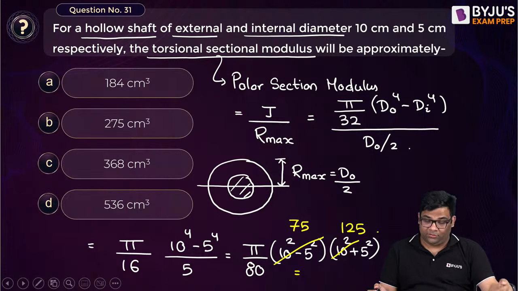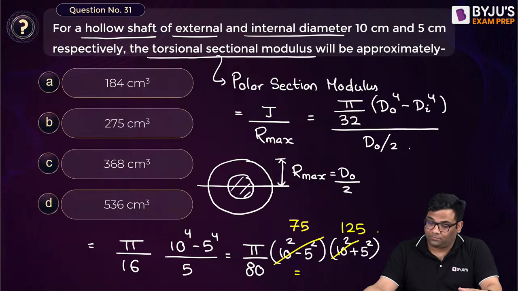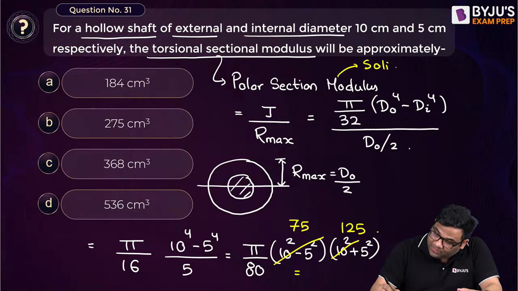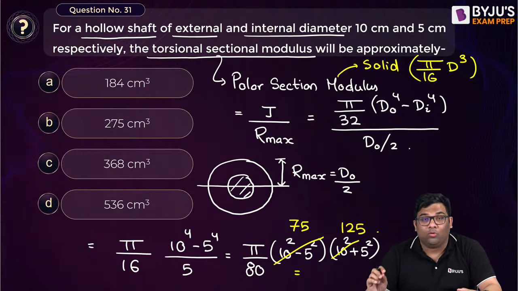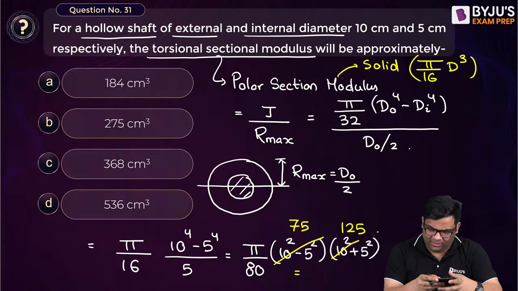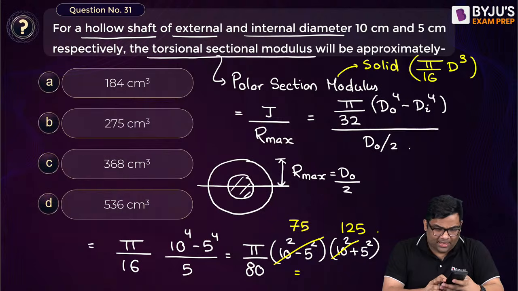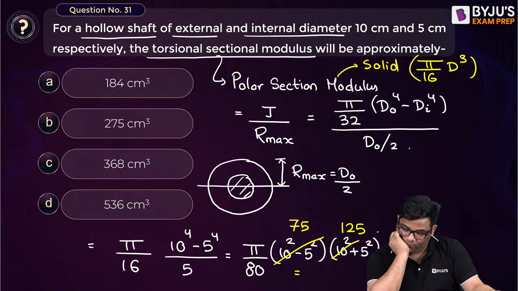Solve this and give me the approximate answer. What is the torsional section modulus of this? Tell me the answer. For a solid shaft, this is simply pi by 16 d cube, but this is asked for a hollow one. So how much are you getting? I think I have made some mistake. Let me see.